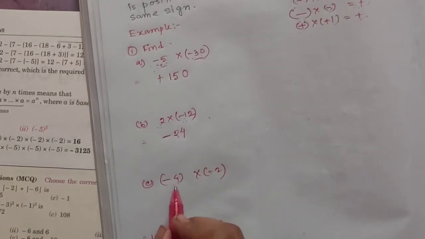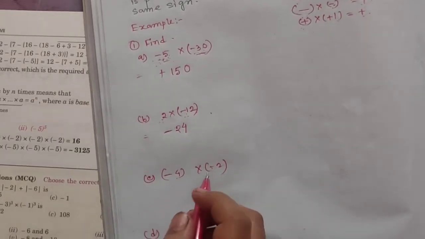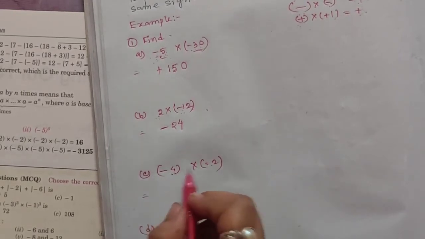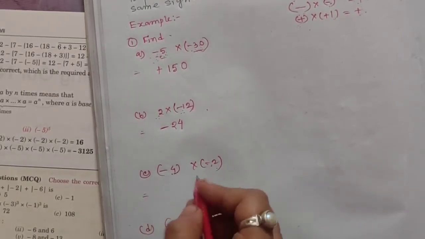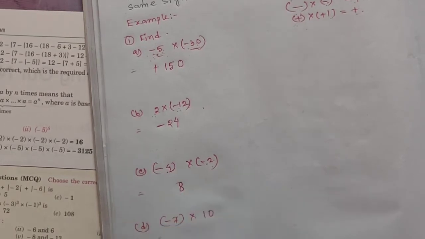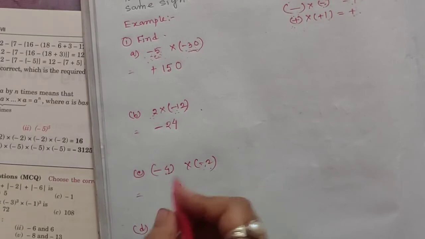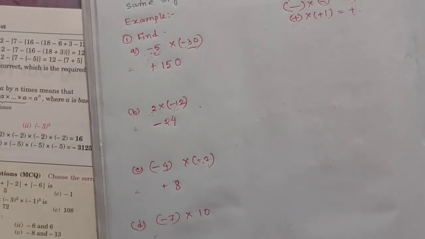Okay. Next one, minus 4 multiplied by minus 2. First we need to multiply the absolute values 4 and 2. If we multiply 4 and 2, we will get 8. These two integers are of the same sign, so the sign will be plus. So plus 8 will be the answer.